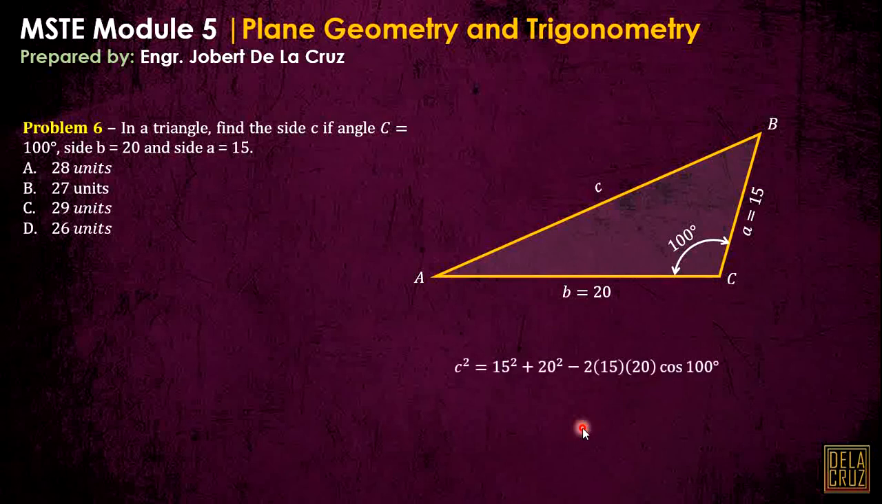Okay? Using the cosine law, ito yung side na kukunin natin. C squared is equals to the adjacent sides, 15 squared plus 20 squared minus 2 times 15 times 20 cosine of the opposite angle of that side. Okay? So, it will give us 27 units.